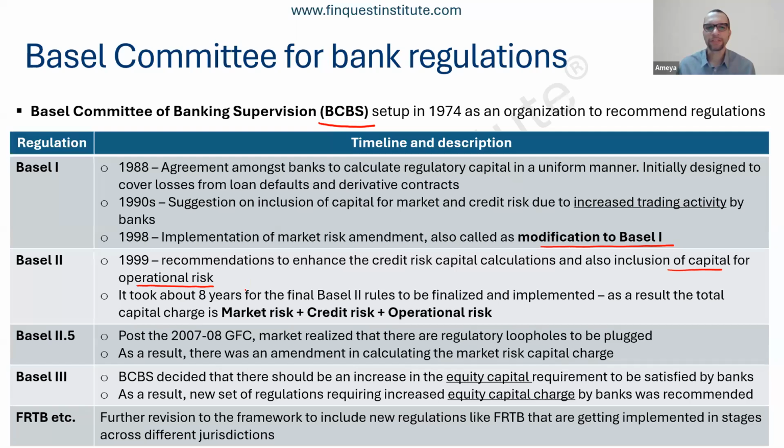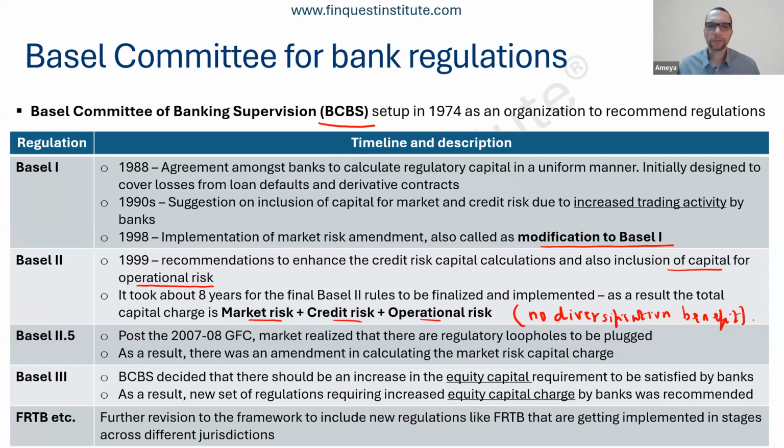It took nearly 8 years, I would say, for the final Basel II rules to come into play before they were implemented. As a result, the total capital charge can now be thought of as a sum of market risk, credit risk, and operational risk. If you observe something here, it is in line with the point we mentioned on the earlier slide. There is no diversification benefit. It's a simple addition of the three components, and we are not subtracting any diversification benefit as such. So this was around Basel II.